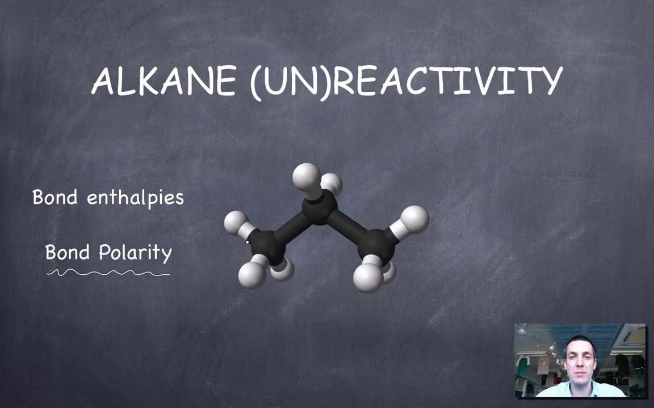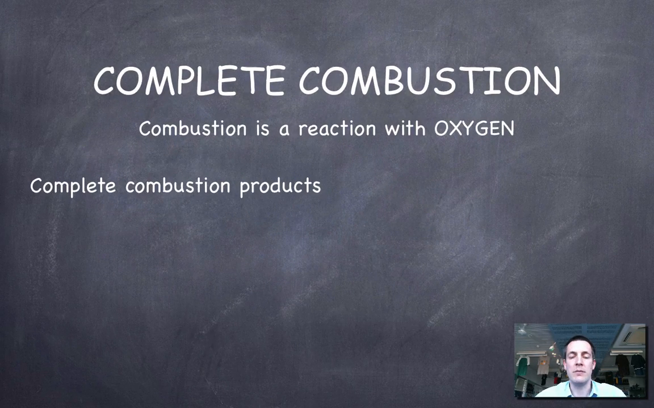Okay, so you don't have to explain that in a great deal of detail, but you do need to be able to say that because the bond enthalpies are high and because the bond polarity is low, alkanes tend to be unreactive molecules. Now then, let's have a look at some of the reactions that they do take part in.